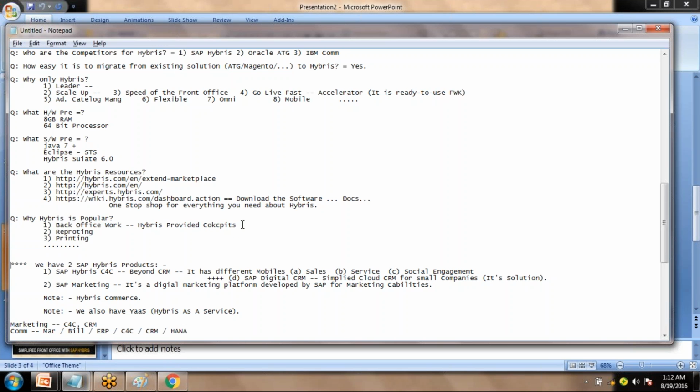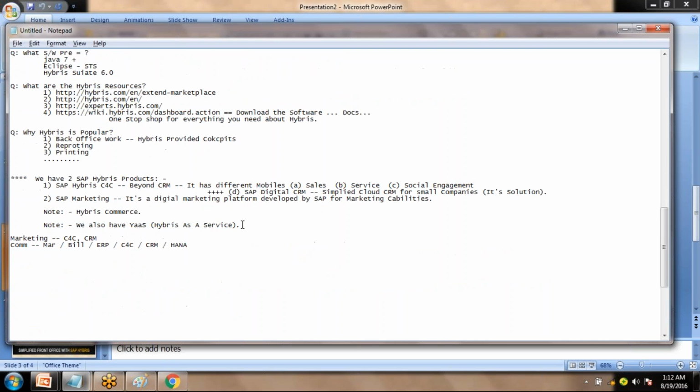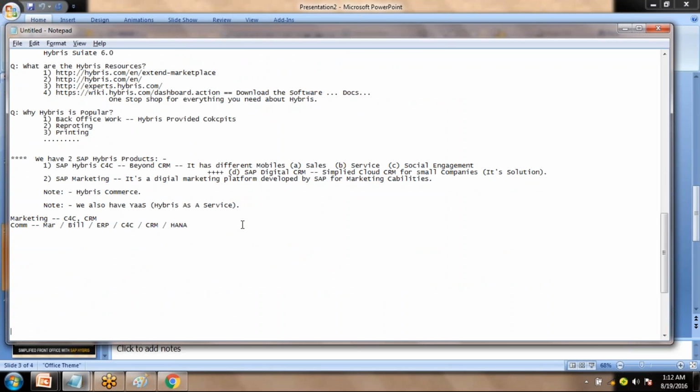Because of back office work. Why can we do back office work quickly? Because Hybris provides cockpits. What are the cockpits? HMC, Hybris management console, Hybris administrative console, product cockpit, PCM, CMS. There are so many. Finally, what are the products of Hybris?